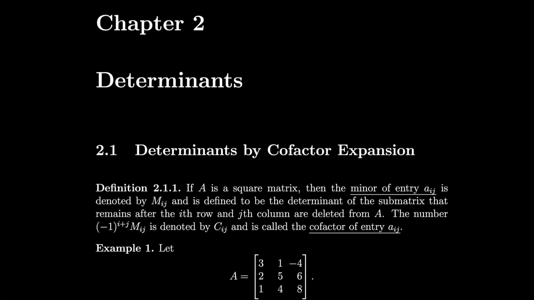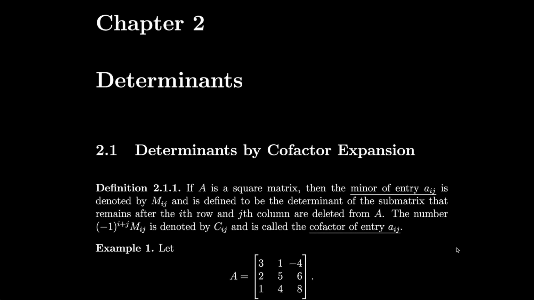Chapter 2, Determinants, Section 2.1, Determinants by Cofactor Expansion. If A is a square matrix, then the minor of entry Aij is denoted by Mij and is defined to be the determinant of the submatrix that remains after the ith row and jth column are deleted from A. The number (-1)^(i+j) Mij is denoted by Cij and is called the cofactor of entry Aij.